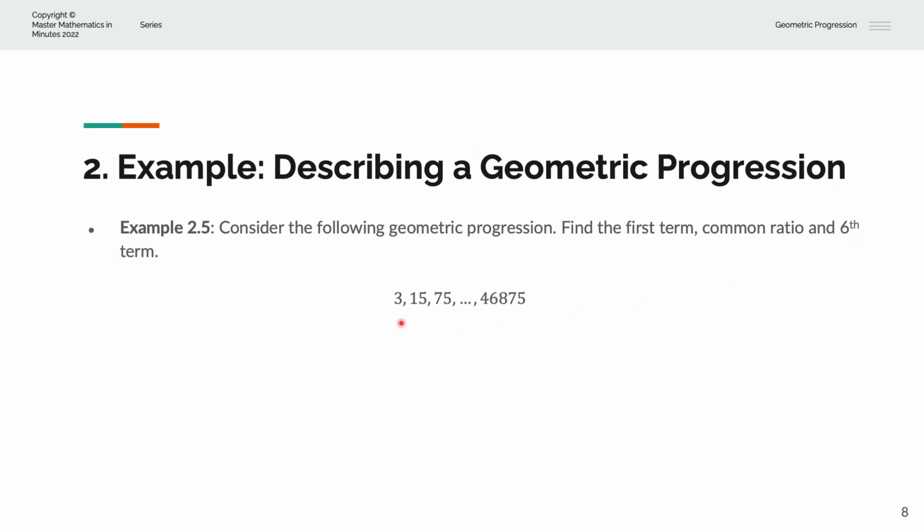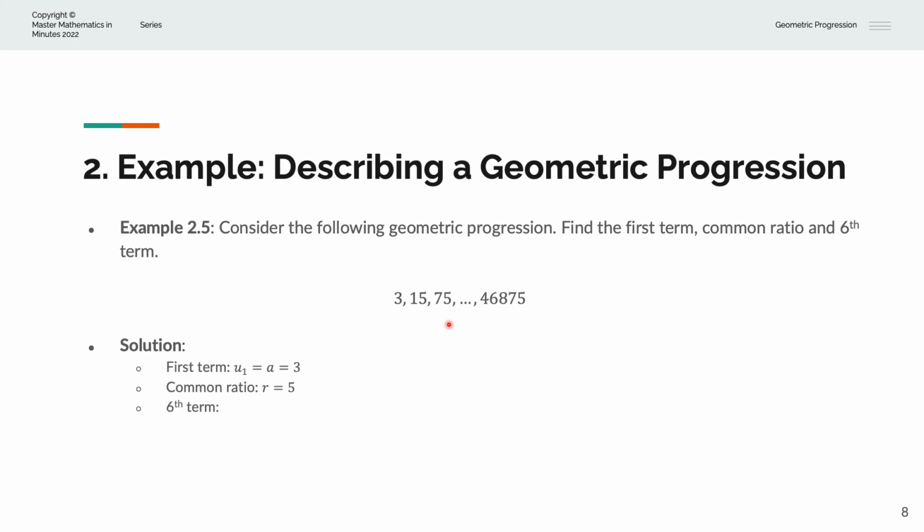So the first term in this case is 3. And so we have u1 equals a equals 3. And because 3 times 5 is 15, 15 times 5 is 75, and so on, we have r equals 5.